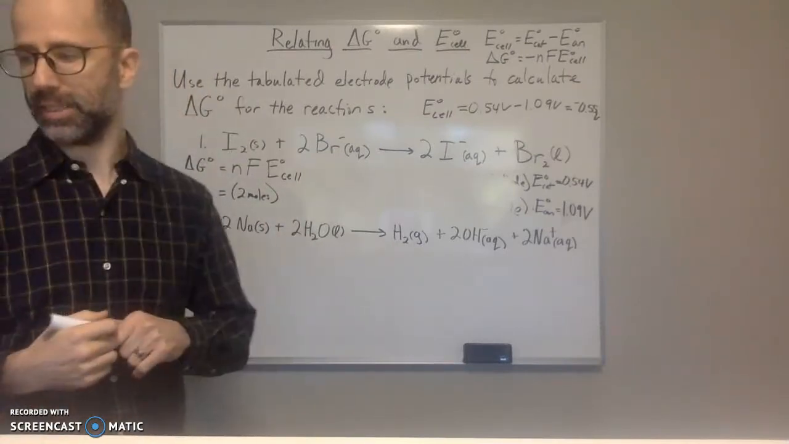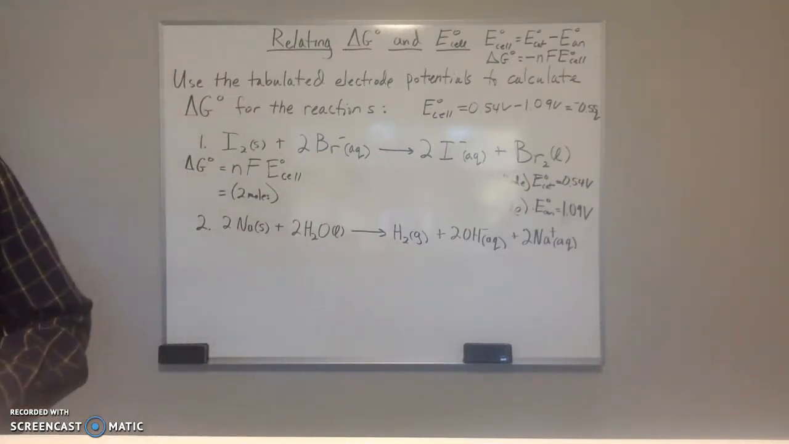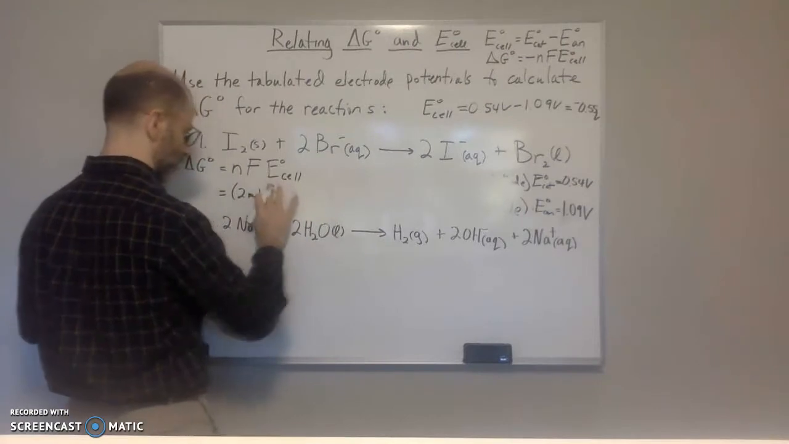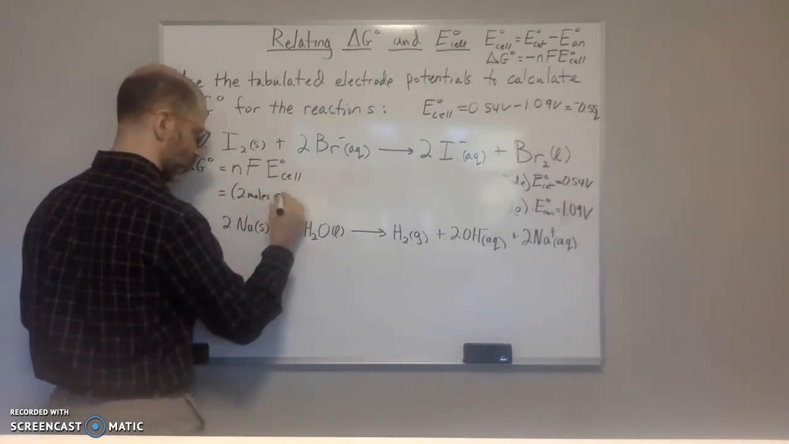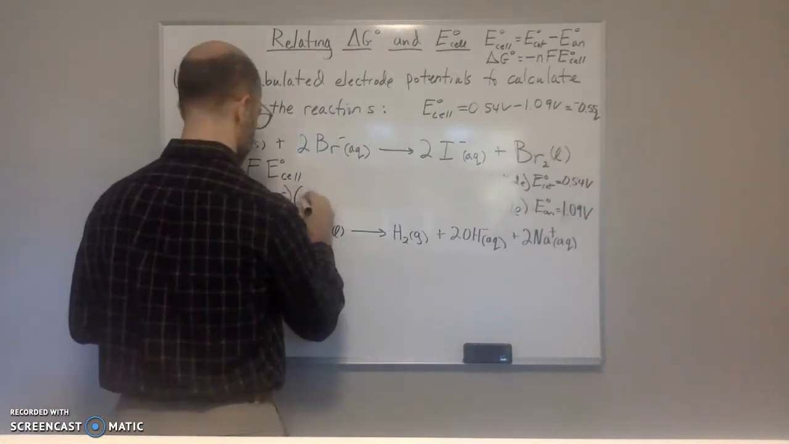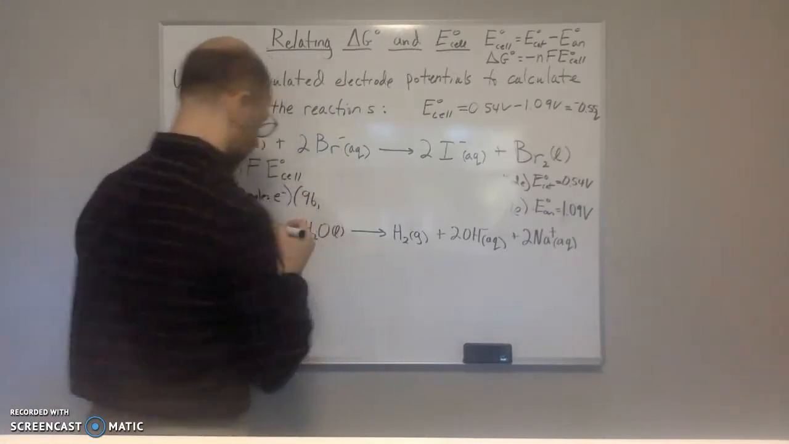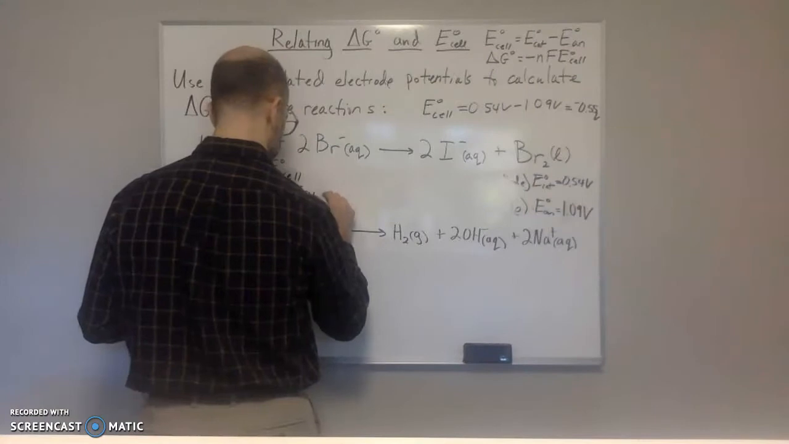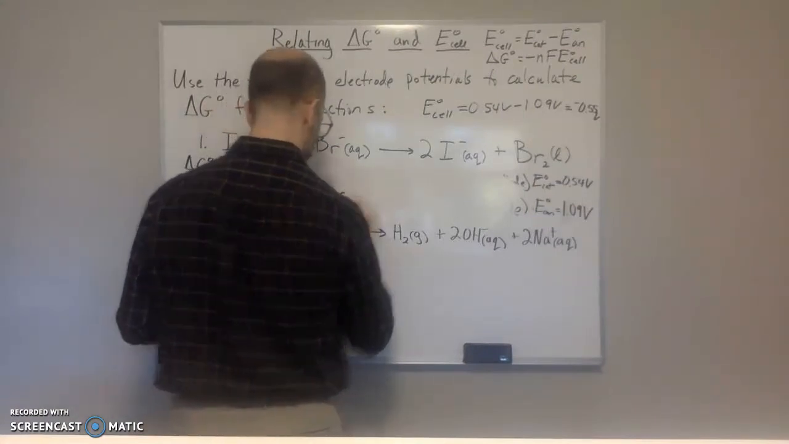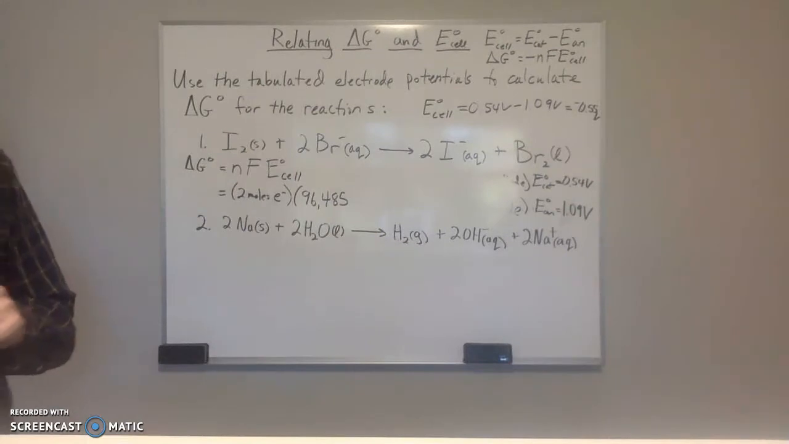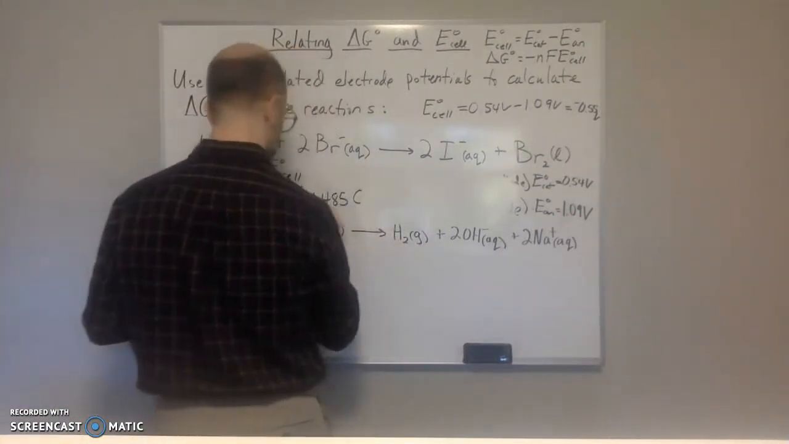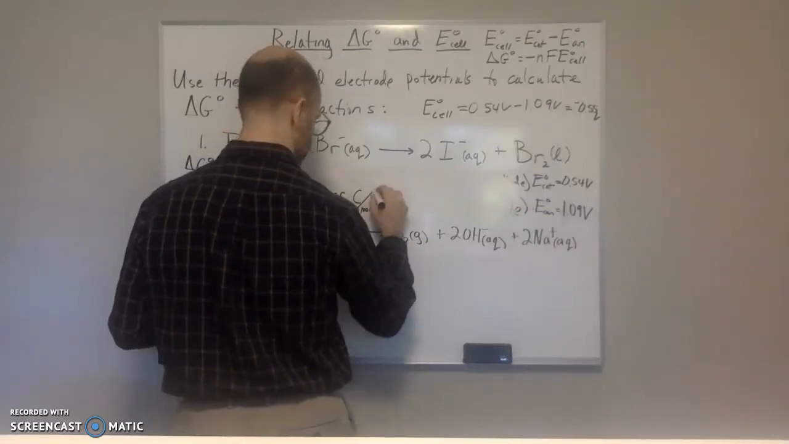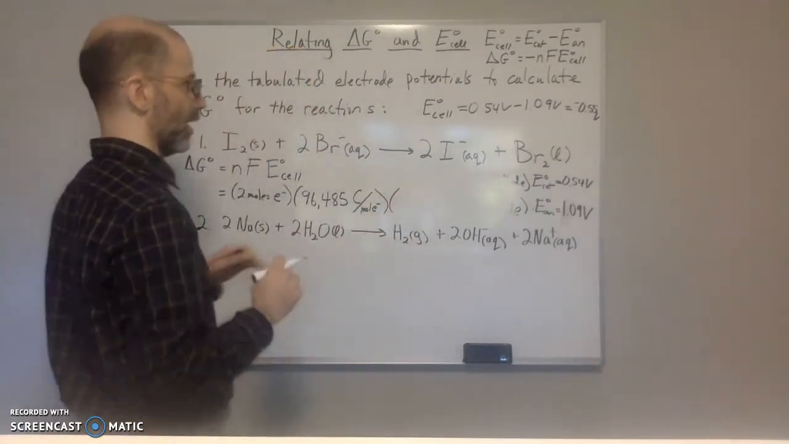And then we have Faraday's constant, which is 96,485. So we have 2 moles of electrons being transferred, and Faraday's constant is 96,485 coulombs per mole of electrons. And then we're going to be multiplying that by the voltage.